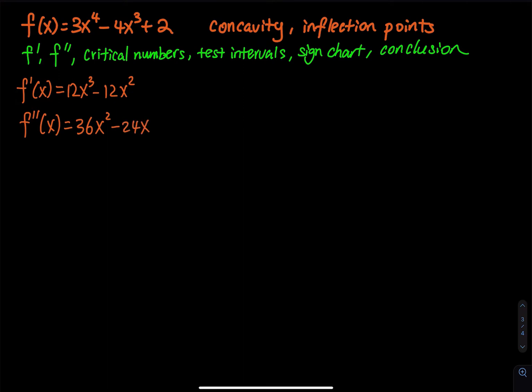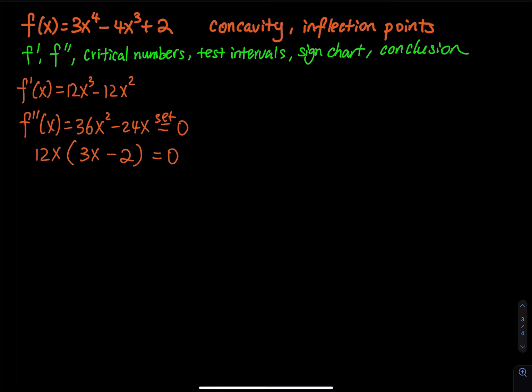And then now you set this equal to 0 to find critical numbers, because the second derivative is about concavity. And then how about factor? Factor out 12x, and then we have 3x minus 2 equals 0.